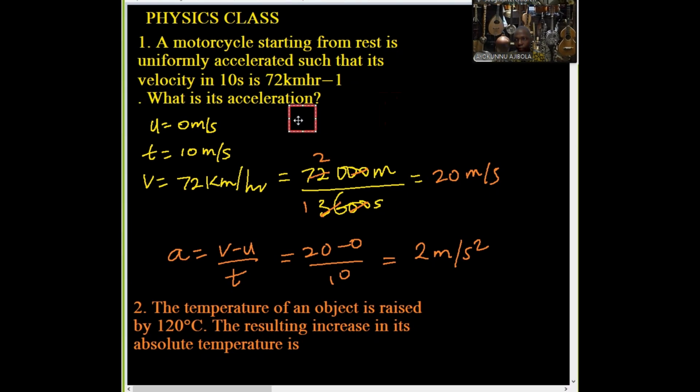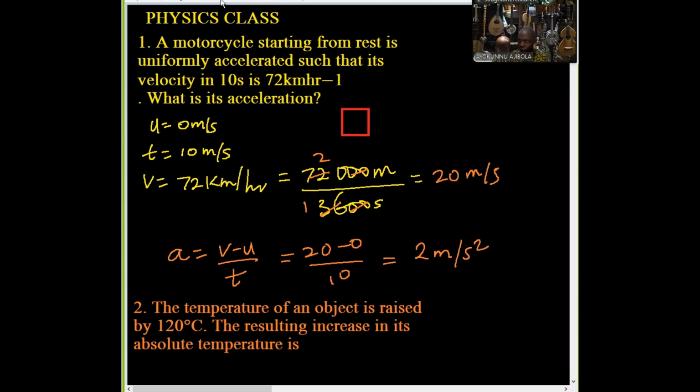Okay, listen carefully, please. Please let nobody discuss aside so that we can all be on the same page. You said the motorcycle starts from rest. From rest means the velocity is zero, initial velocity. Then it is accelerated such that its velocity in 10 seconds. This is the time given. 10 seconds, not 10 meters per second this time. It's 10 seconds.